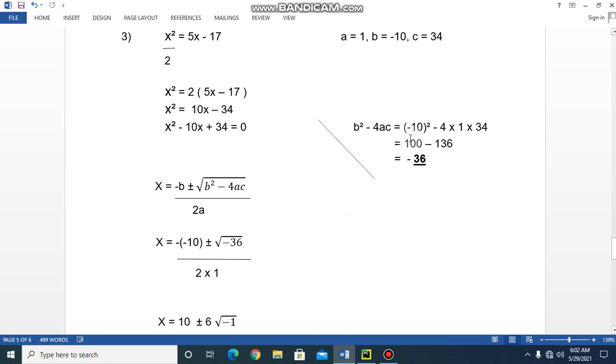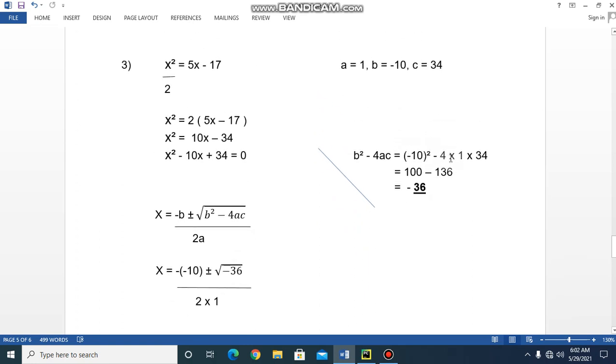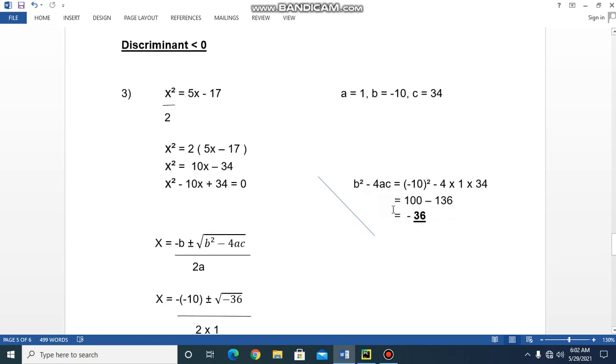We calculate b square minus 4ac, that is minus 10 square minus 4 into 1 into 34. So it's 100 minus 4 into 34, that is minus 136. You get minus 36. So b square minus 4ac is minus 36. That is, the discriminant is less than 0.